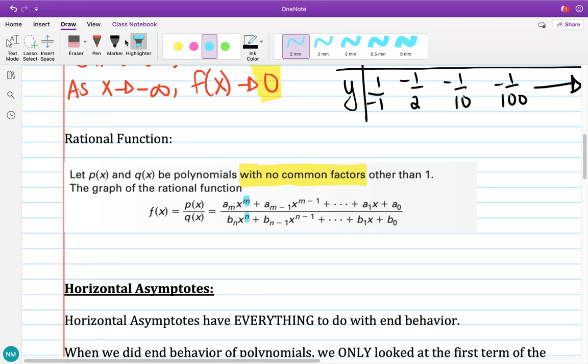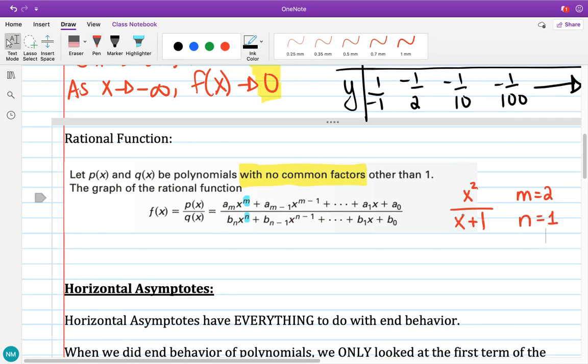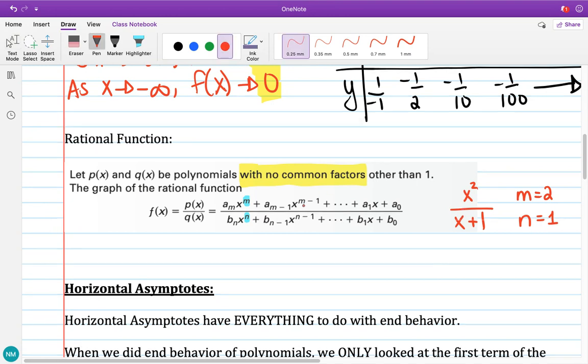So whatever P is, let's say I have x squared over x plus 1. m is equal to the degree of P of x, which is 2, and n is equal to 1, the degree of this. These are really valuable things to understand because they're really going to come in handy later on.